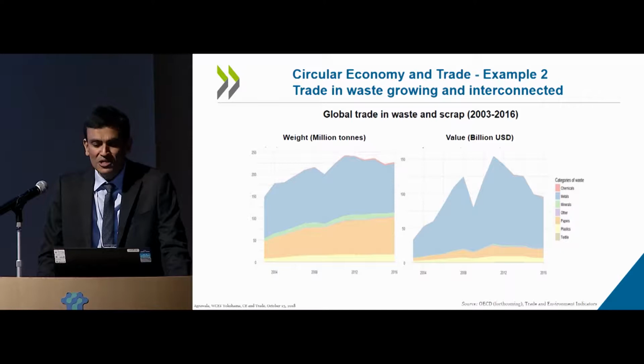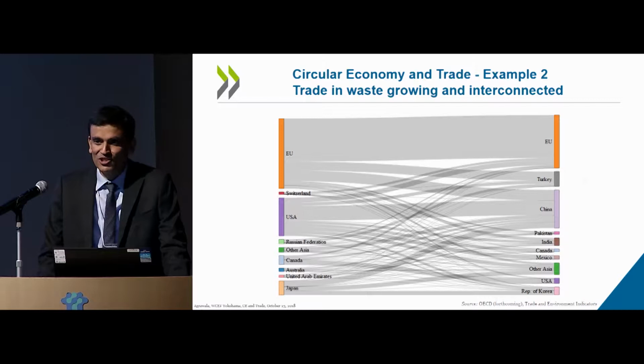Another aspect of this trade in waste is how interconnected it is. So this is an origin destination map, if you will, on the volume of flows in trade and waste. So you have the originating jurisdiction and the destination. You can see a lot of the trade and waste happens from the EU to other countries within the EU, but then you have other destinations like Turkey and China and so on, and then South Asian countries.